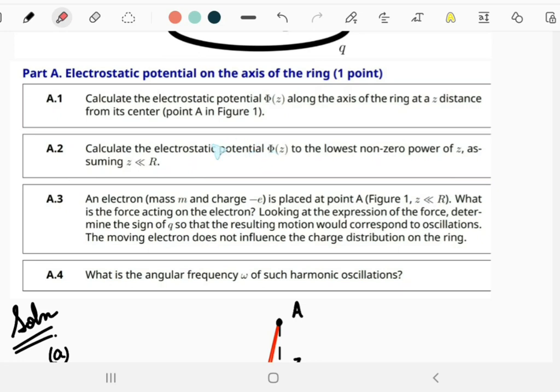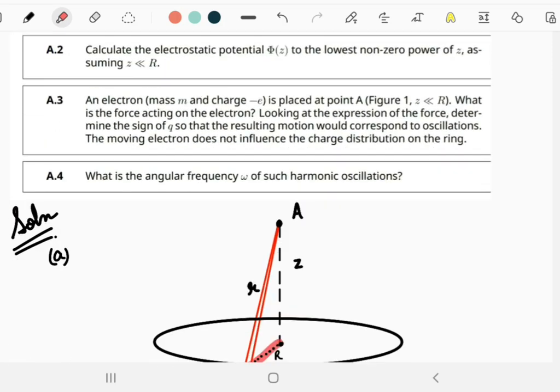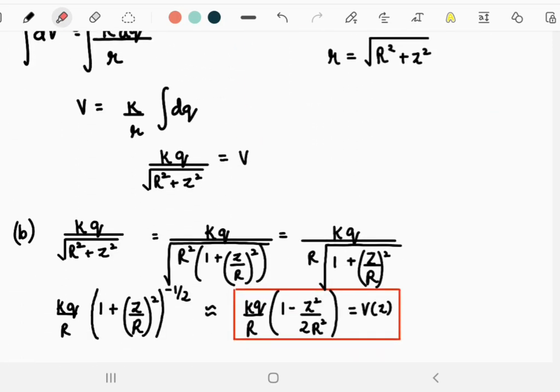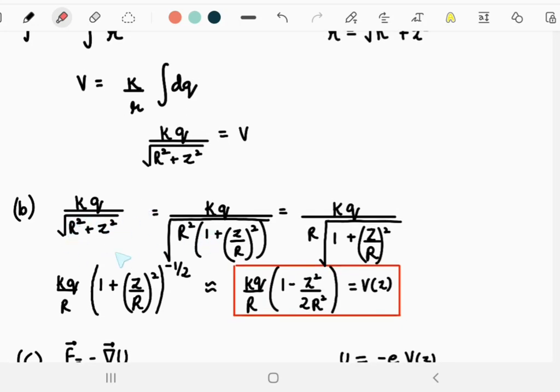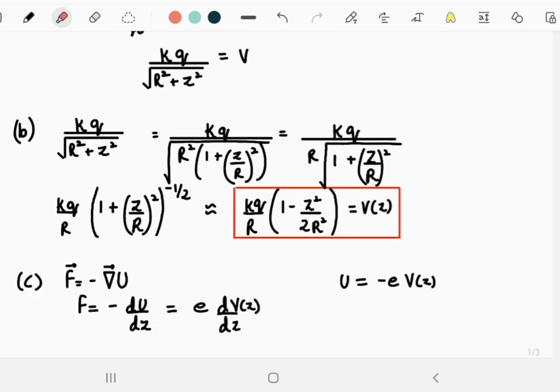Calculate the electrostatic potential to the lowest non-zero power of z, assuming z is very smaller than r. So when z is very smaller than r, okay, we'll just rearrange some terms in the denominator. Okay, r square common ले लेंगे, and then we'll use the Taylor expansion. Okay, and then we'll get the expression of potential when z is very less than r.